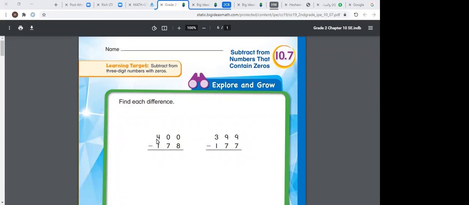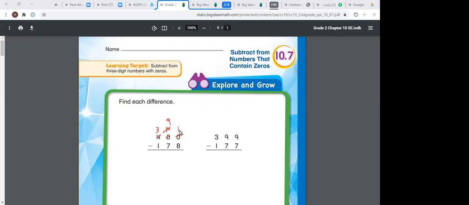Now 4 becomes a 3. Can you see this 4 becomes a 3 and 0 becomes a 10. So this 0 becomes a 10. Now the first 0 will come again and say, 10, please help me. Now this 10 becomes 9 and 0 becomes a 10.